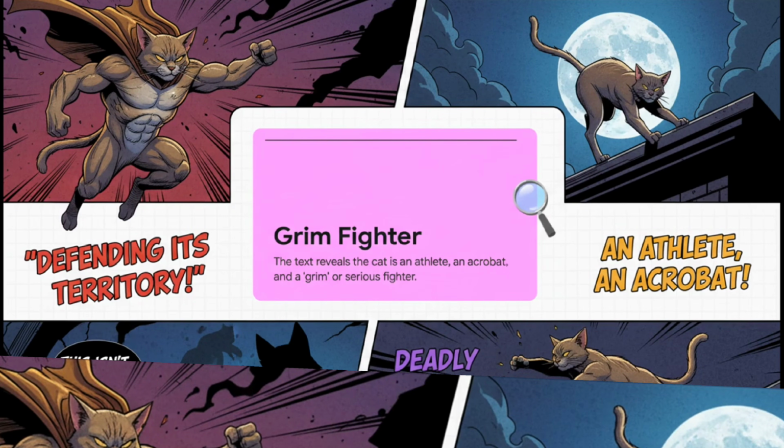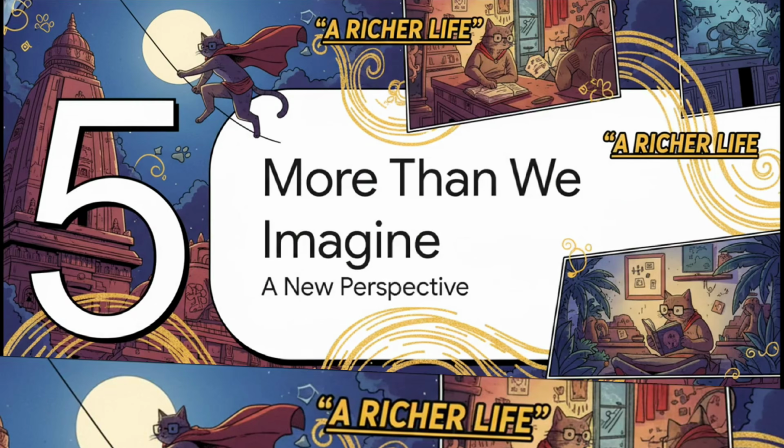This brings us to a really important term, grim fighter. It just completely shatters our perception of that timid little pet. The text clarifies that grim here means serious. This is not a game. The cat is an athlete, an acrobat, and a deadly serious fighter defending its turf in a world full of dangers. So once you see the cat as a grim fighter, it forces you to look at it in a completely new way. Its life is so much richer, more complex, and way more adventurous than we ever could have imagined.